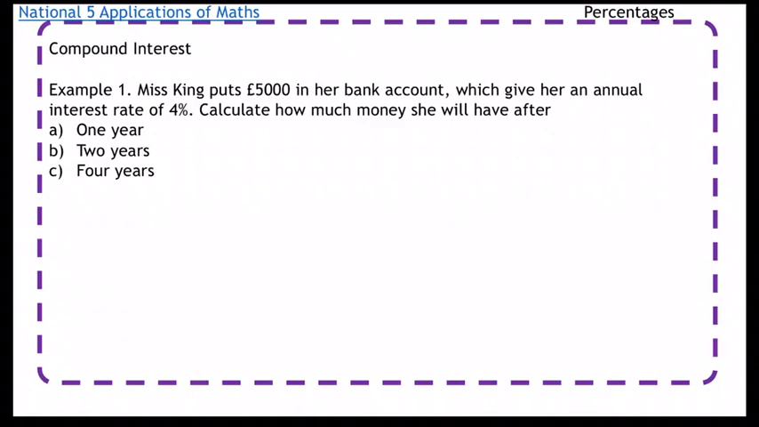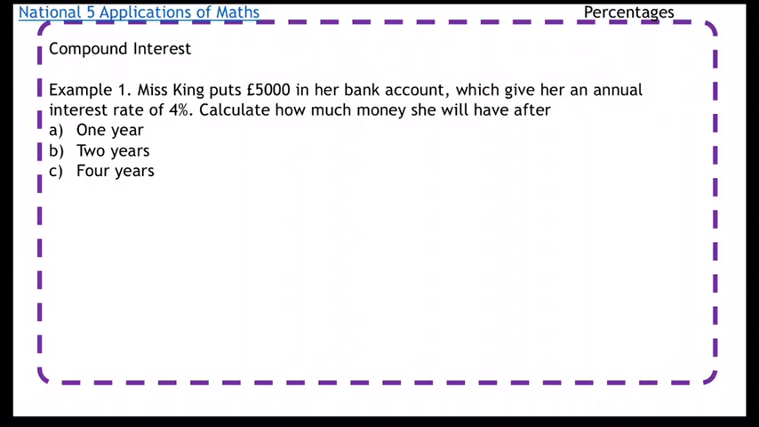Okay, so compound interest. This is where an amount increases by a percentage every single year. For example, in this one, Miss King puts £5,000 in her bank account, which gives her an annual interest rate of 4%. Calculate how much money she will have after 1 year, 2 years, and then 4 years.